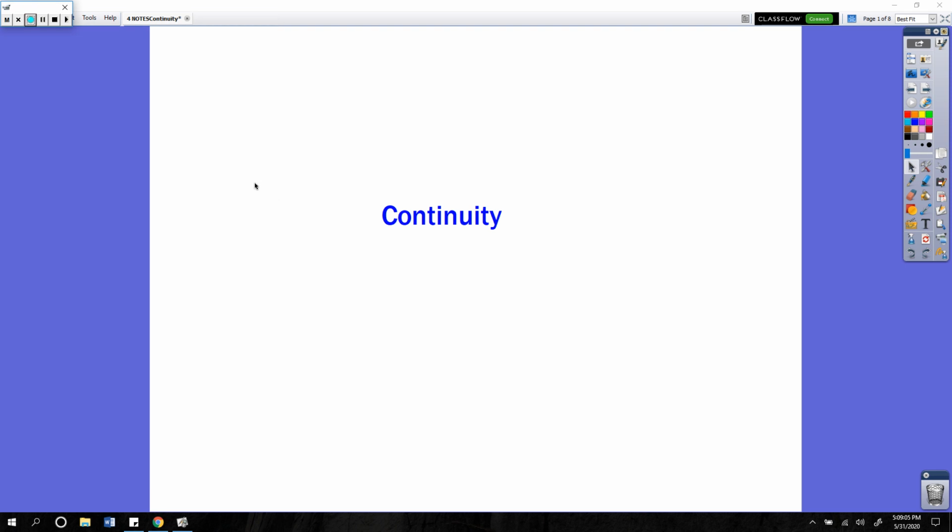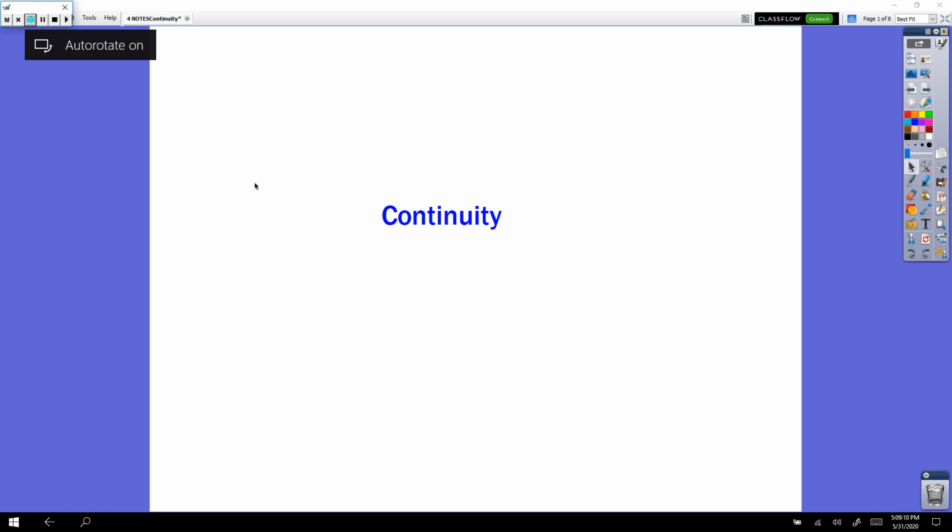Alright, so today we are going to talk about continuity. Now, you have talked about continuity before. Remember, continuity is a continuous line, right? You can trace the graph without picking up your pencil. That means that graph is continuous, it has continuity.